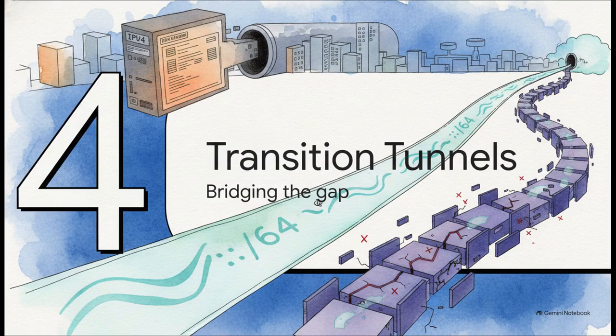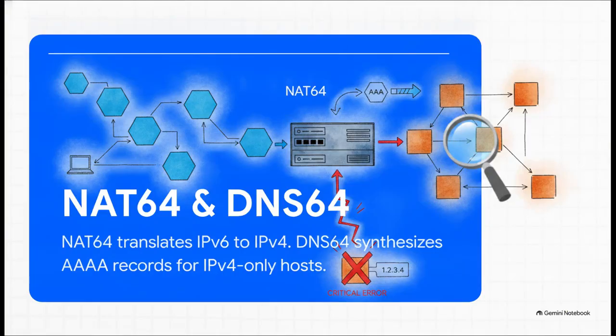Section 4. Navigating IPv6 Transition Tunnels. Let's talk about bridging the gap between old and new. So, in an IPv6-only world, your clients still inevitably need to talk to the legacy IPv4 internet. To pull this off, we use two mechanisms working in tandem, NAT64 and DNS64. It's a pretty elegant dance, actually. DNS64 basically synthesizes a fake IPv6 AAAA record for a host that only has IPv4. Then, NAT64 handles the heavy lifting of translating that traffic at the gateway.